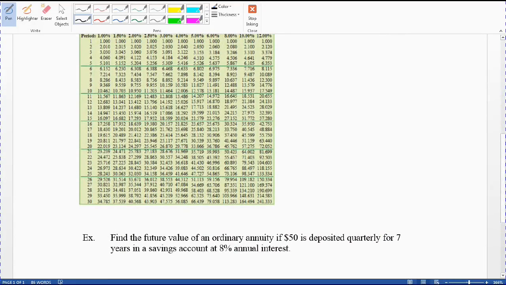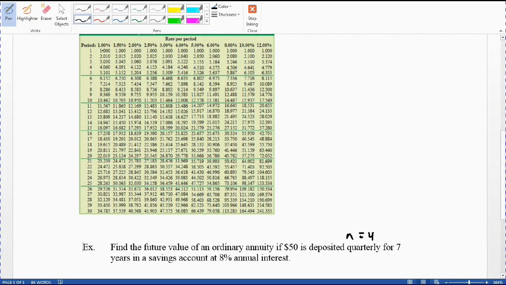We want to find the future value of an ordinary annuity if $50 is deposited quarterly. So that means it's 4 times in a year for 7 years in a savings account at 8% interest. So what we want to do first, if you look at the table, we have our periods and our rate per period. There's two things we've got to find.